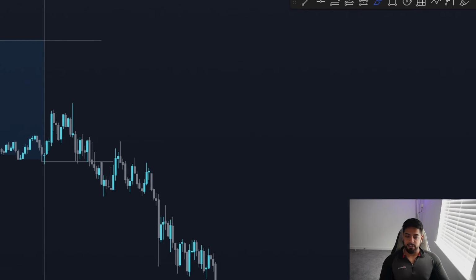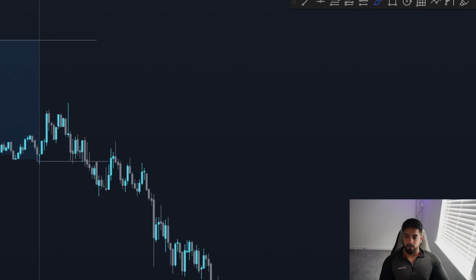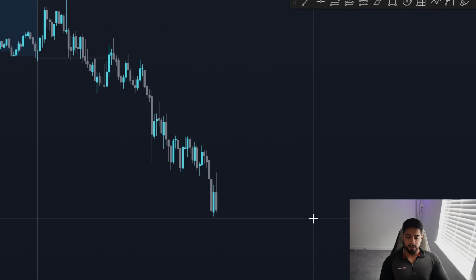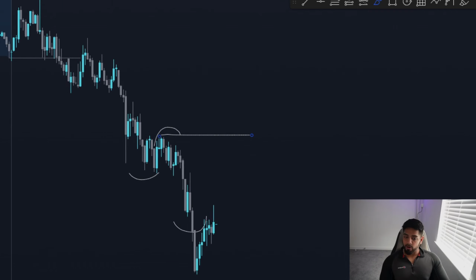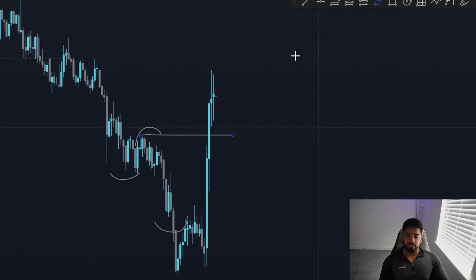No. Price gives us a push to the downside. So now where are we? We're all the way down here. And at the moment, we've got this as our lower low, lower high, lower low. So now we need price to break above this high in order for us to get a market structure shift. Do we get that? No, price pushes a little bit lower. We're still waiting. And finally, we can see that price gives us a market structure shift.